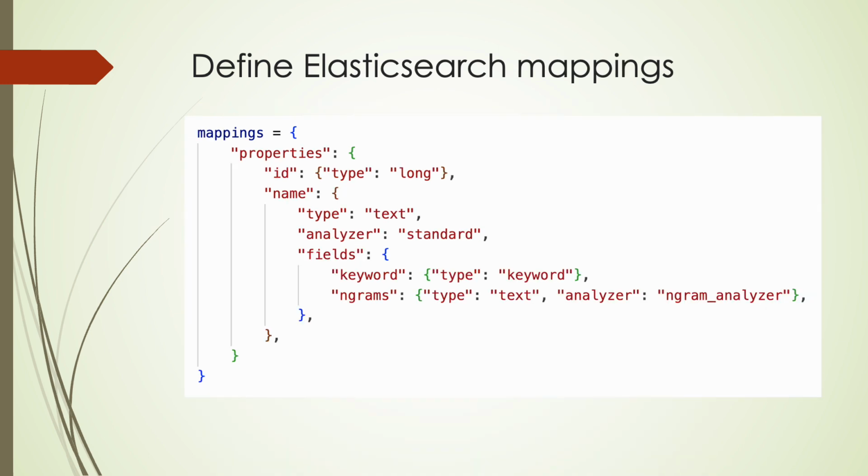Elasticsearch mappings define how documents and their fields are stored and indexed. In essence, it specifies the schema for the data, including data types, field properties, and how the data is indexed and searched. In this example, we will create an index with two fields, the ID and name fields. Especially, the name field contains a keyword subfield which is normally used for sorting and an n-grams field which will be used for partial or autocomplete searches.